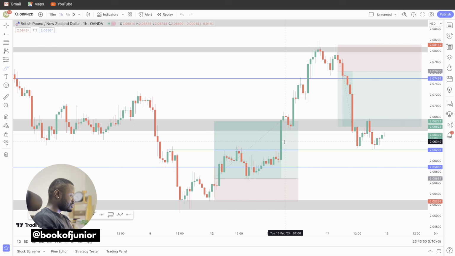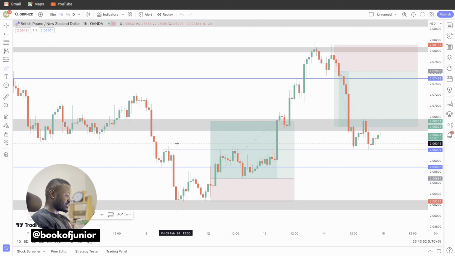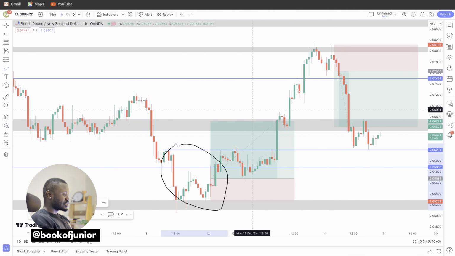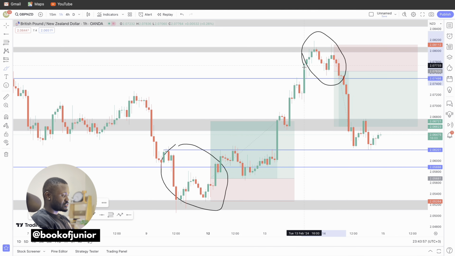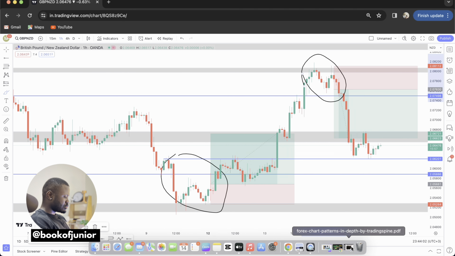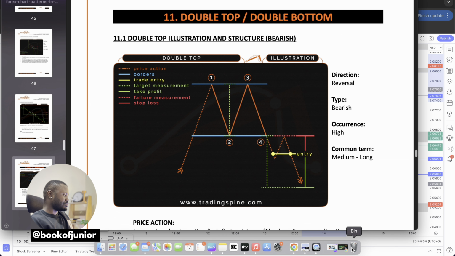So I've been trading GBP for quite a period of time, and you can see I have one pattern right here and another pattern right here. You see traders. So before even you go there, let me show you what really the double top and the double bottom is. So when I come to my forex chart pattern book, this one right here, they have laid out the double top and double bottom for us very well.